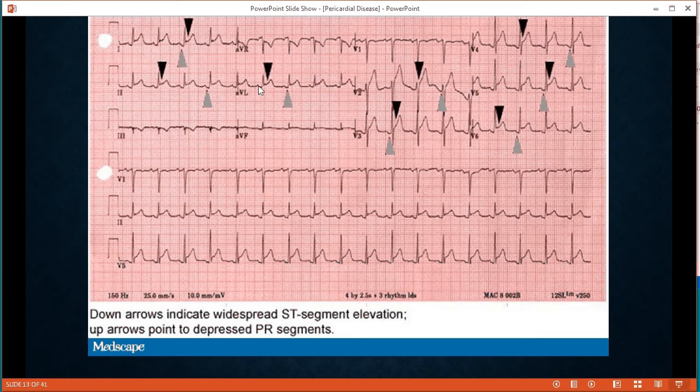Again, same thing here. You have that concavity that we were talking about, and then with the P waves, you're seeing that there's that depression that occurs. Again, just another sign that this person may have pericarditis.